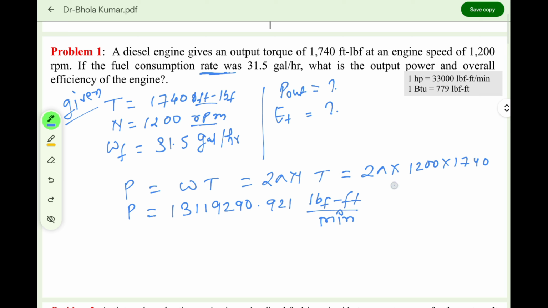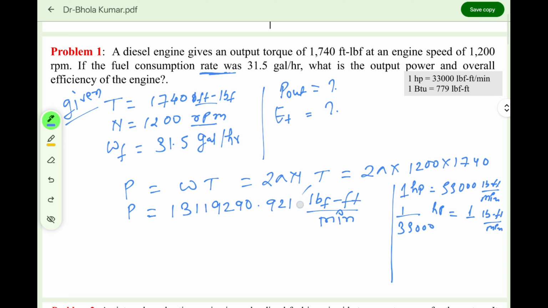So there is a unit conversion. 1 horsepower is equal to 33000 lbf feet per minute. So can I write 1 divided by 33000 hp, which is equal to 1 lbf feet per minute?